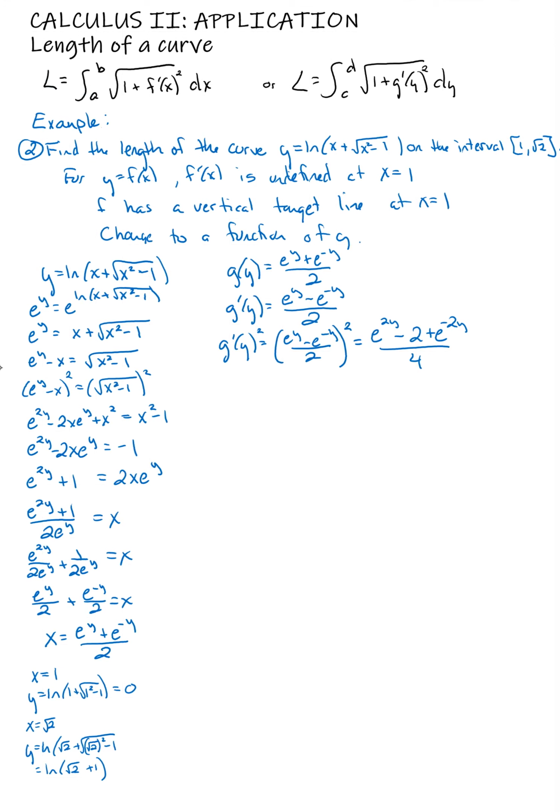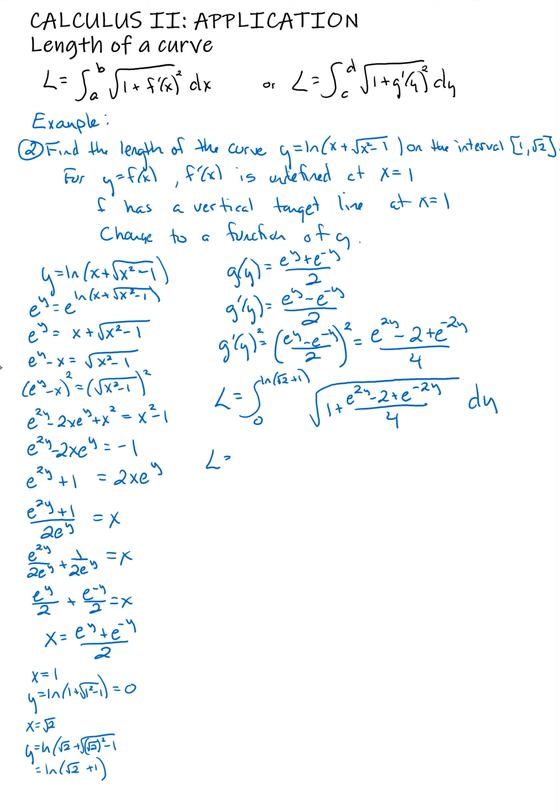So I think we're ready to go ahead and write our integral. Our length will be the integral from, now remember we're looking at y values, so we're going to go from 0 to the natural log of the square root of 2 plus 1. And then our formula says we're going to take the square root of 1 plus g prime squared. That's e to the 2y minus 2 plus e to the negative 2y over 4. Of course, we're integrating with respect to y.